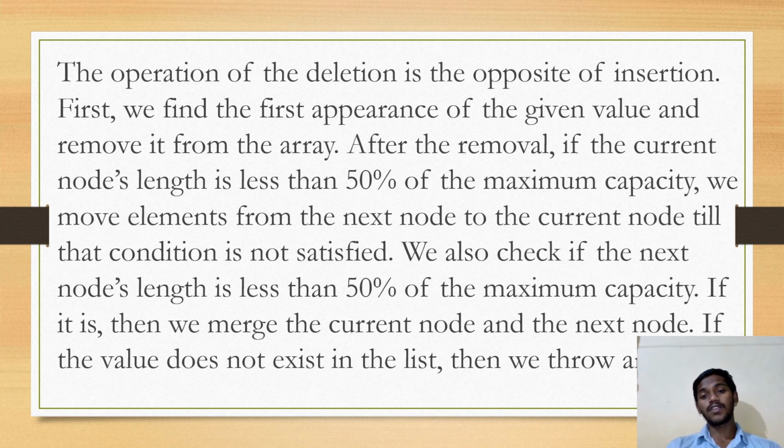First, we find the first appearance of the given value and remove it from the array. After the removal, if the current node's length is less than 50% of the maximum capacity, we move elements from the next node to the current node until the condition is satisfied. We also check if the next node's length is less than 50% of the maximum capacity. If it is, then we merge the current node and the next node. If the value does not exist in the list, then we throw an error.